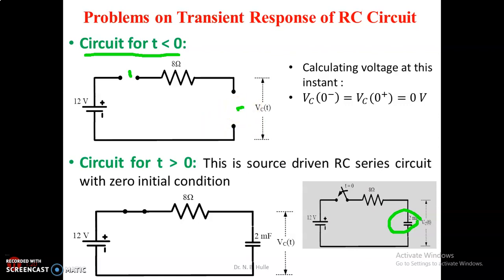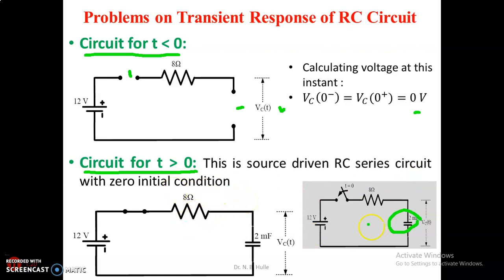In this case, Vc of 0 minus is equal to Vc of 0 plus, that is, the voltage across the capacitor before switching or after switching, which is equal to 0 volt, because this switch is open, that's why the voltage across this capacitor will be 0. The second part, the circuit for t greater than 0. This is the source driven RC series circuit with 0 initial condition.